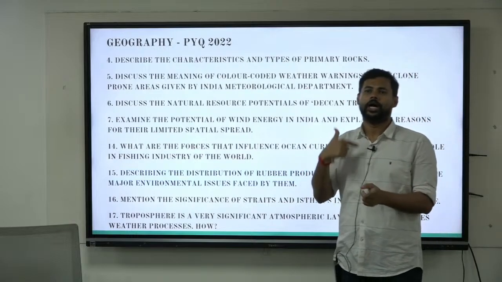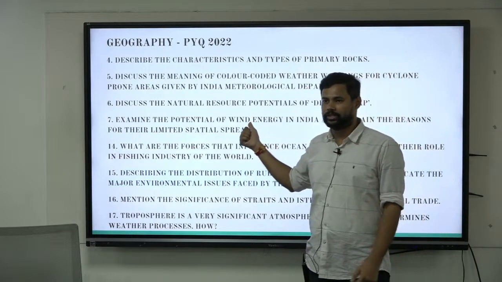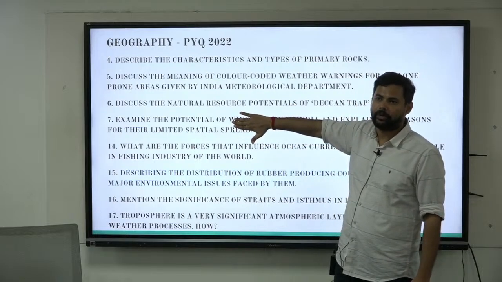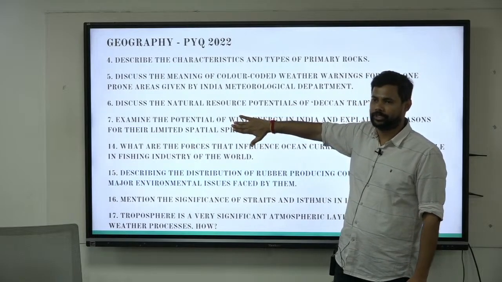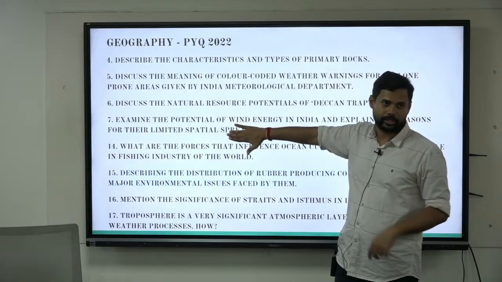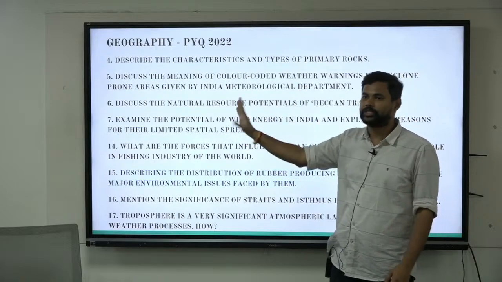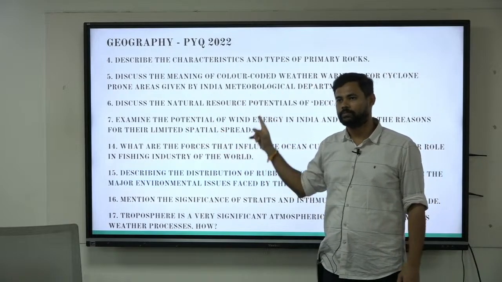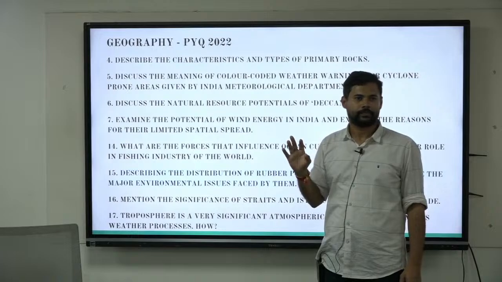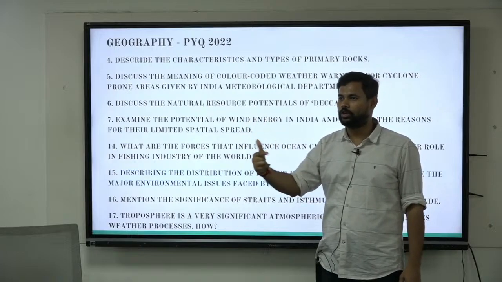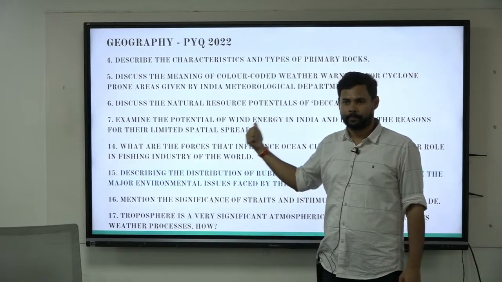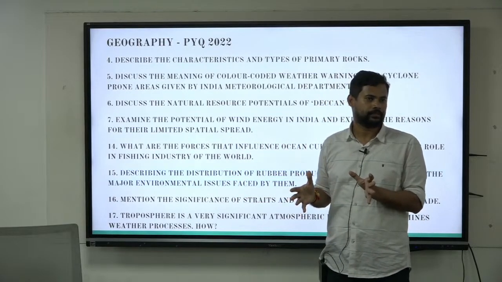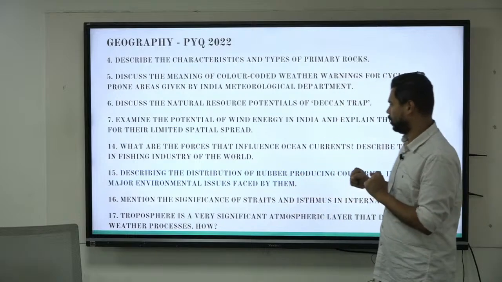The point is, how will you build upon this? I'll remove wind energy. I will tell you, examine the potential of solar energy in India, and what are the factors for its limited spatial spread. You should be prepared on that. I'll remove the renewable energy itself. I'll tell you, examine the potential of coal in India. That's all. You should know the answer. Are you understanding this? Examine the potential of geothermal energy in India. So you should be prepared in depth on how the questions can come on this. You got the exercise? All right, next.